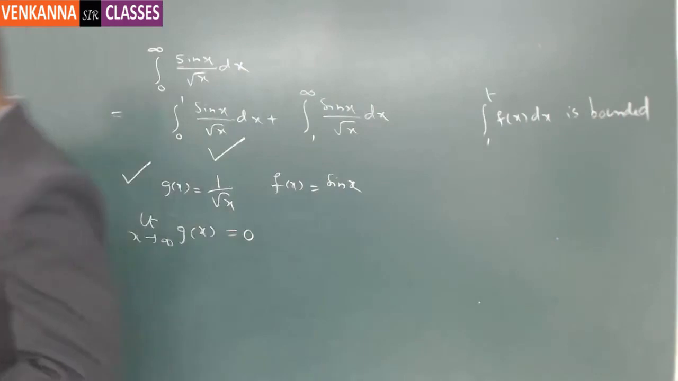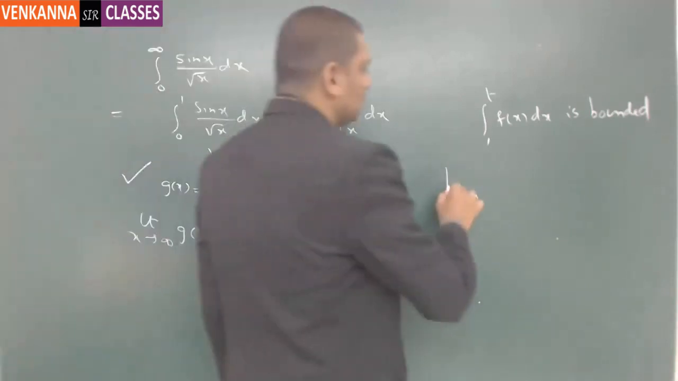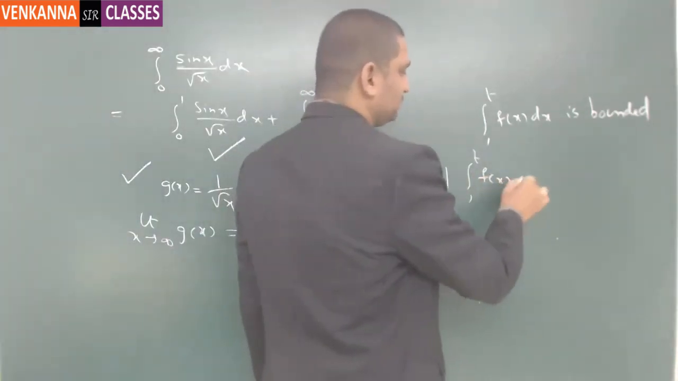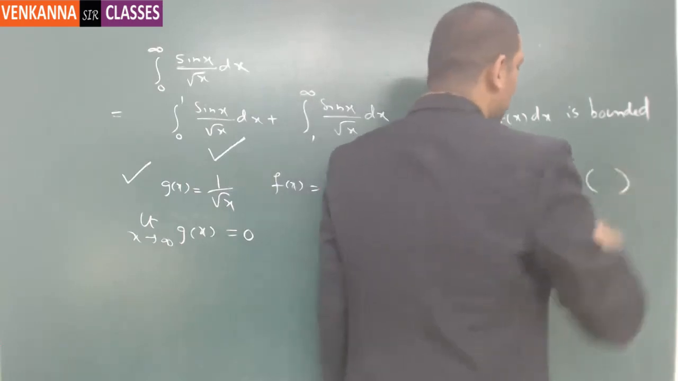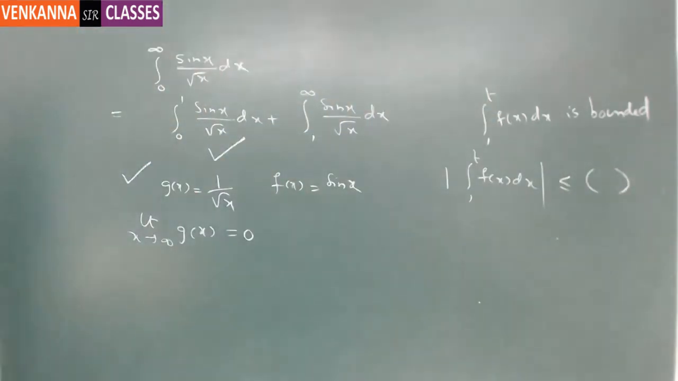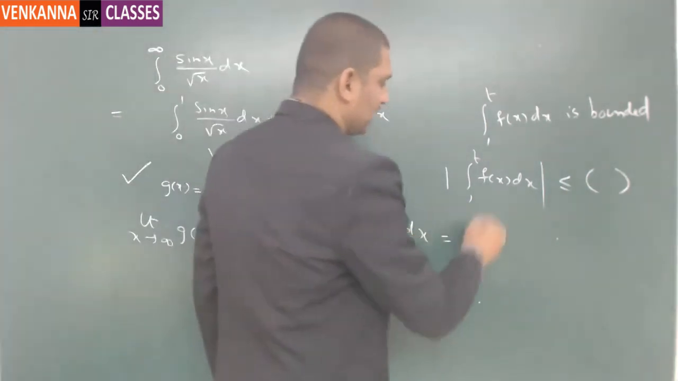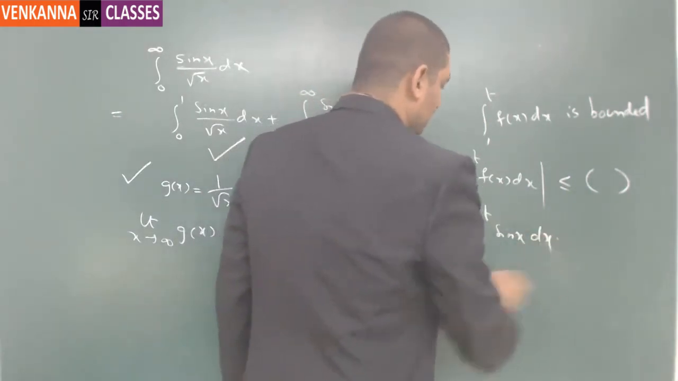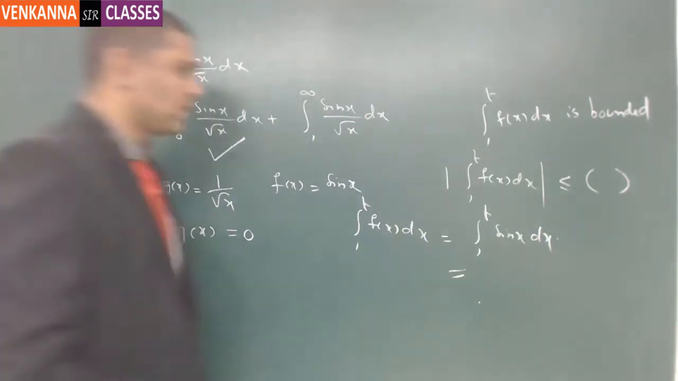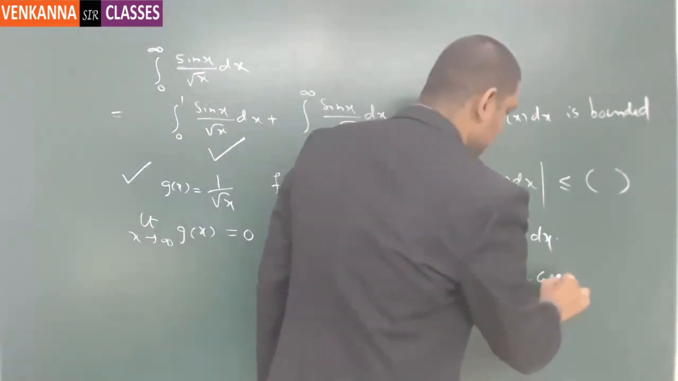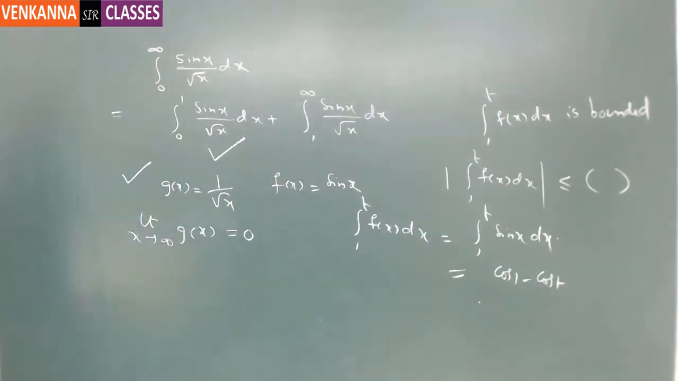So what does it mean? If we have calculated modulus of it, it must be less than or equal to some number. So integral 1 to t f of x dx, if we have calculated, it must be less than or equal to some number. Accepted? To show that it is bounded, first of all, let us calculate the integration value. So integral 1 to t f of x dx you consider. So integral 1 to t sin x dx. So it is nothing but minus cos x. So if you apply the limits, it will be cos 1 minus cos t. Accepted? The integration part.